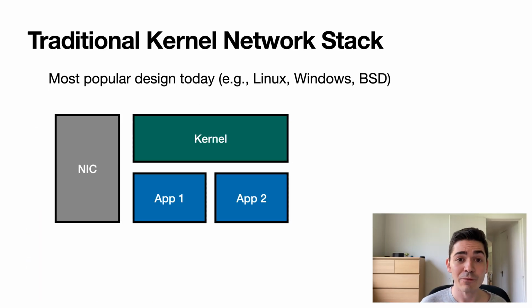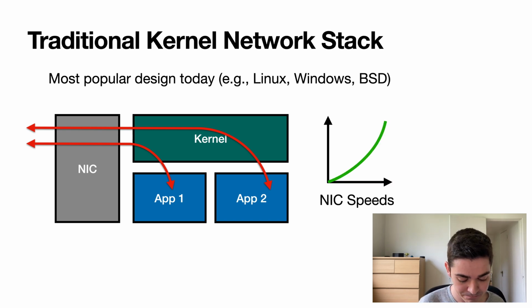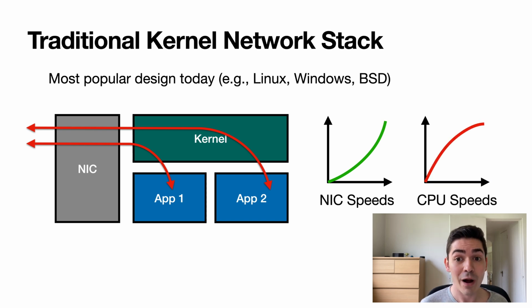Okay, so most of you are probably familiar with how a traditional kernel network stack works. In this model, the kernel sits between the NIC and applications and is responsible for mediating all the data transfers to the network. And while this model worked really well for many decades, in the last 10 years or so, we saw NIC speeds growing significantly while CPU performance started to plateau. And as a result, the kernel became a bottleneck to many networked applications.